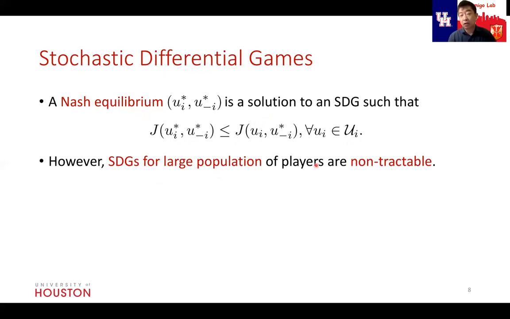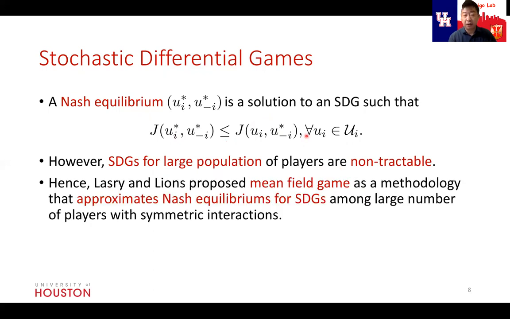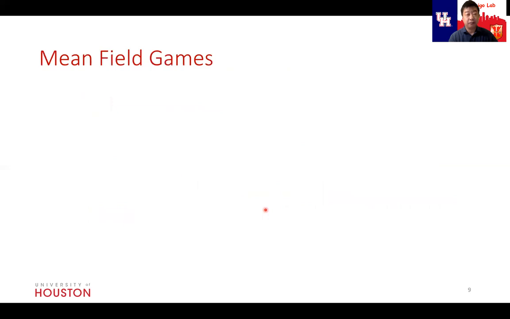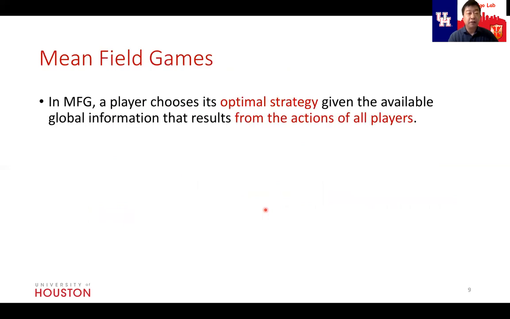However, this is typically for two users. For a large network of users, you typically cannot find it. And that's the reason these two pioneering researchers proposed a mean field game to approximate the Nash equilibrium. So for the mean field game, a player chooses the optimal strategy given the available information that results from the actions of other users.